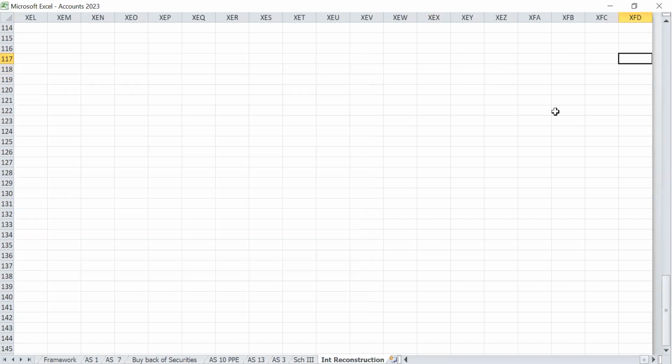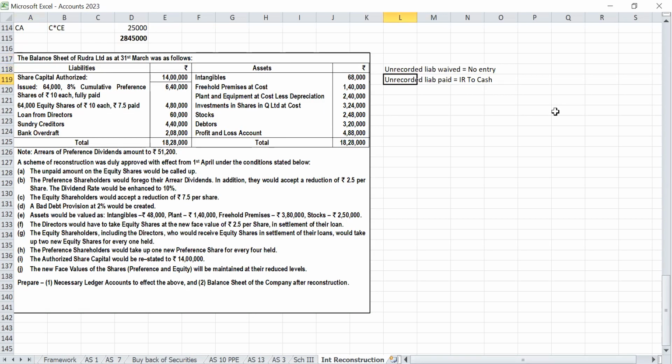So only one new point in this question. Arrears of preference dividend 51,200. It is given in a note. It is not given in the balance sheet. So it is an unrecorded liability. It is a liability. Preference dividend we have not paid. We have to pay arrears. So it is a liability, but not recorded in the balance sheet. In the balance sheet you cannot find this.